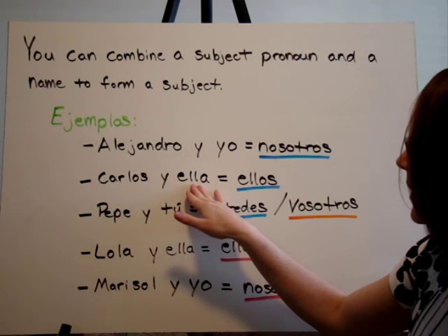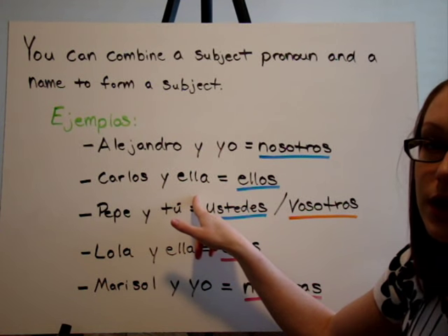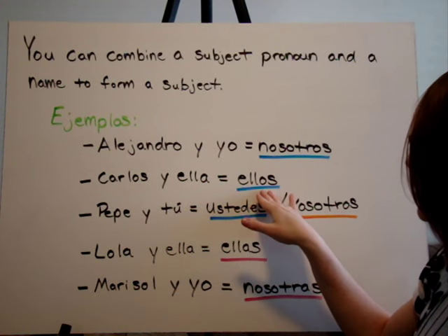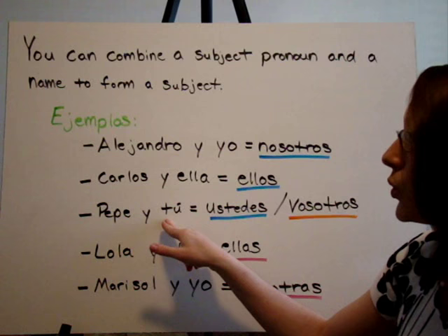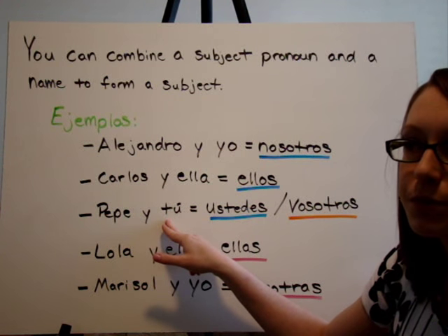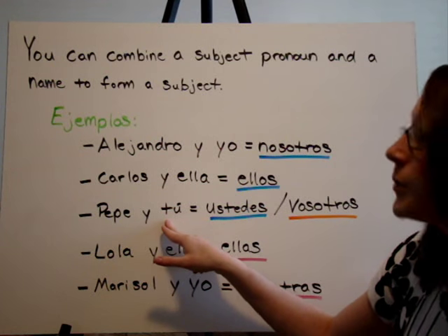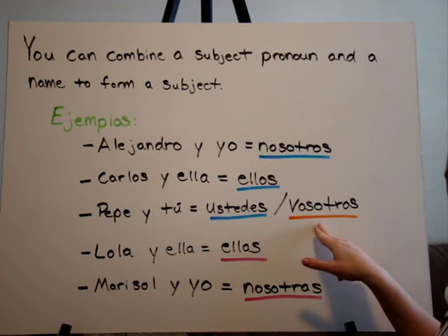Carlos y ella would be ellos. Now notice we do have a mixed gender here, so it doesn't matter that the girl is involved, we have to go with the masculine form, which would be ellos. Pepe y tú. Now, Pepe y tú insinuates that this is a group of people that you're being informal with. Now you have two options here. Because in Spain they use vosotros, you could go with that.